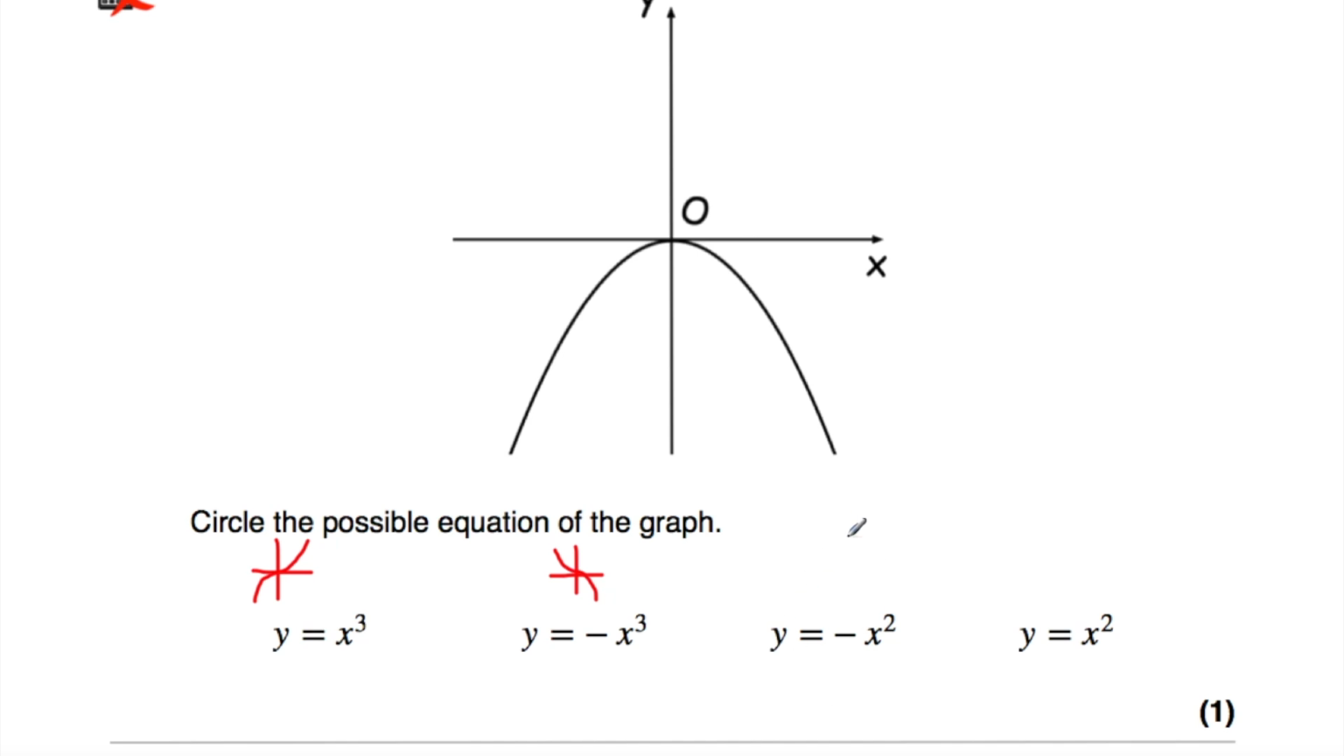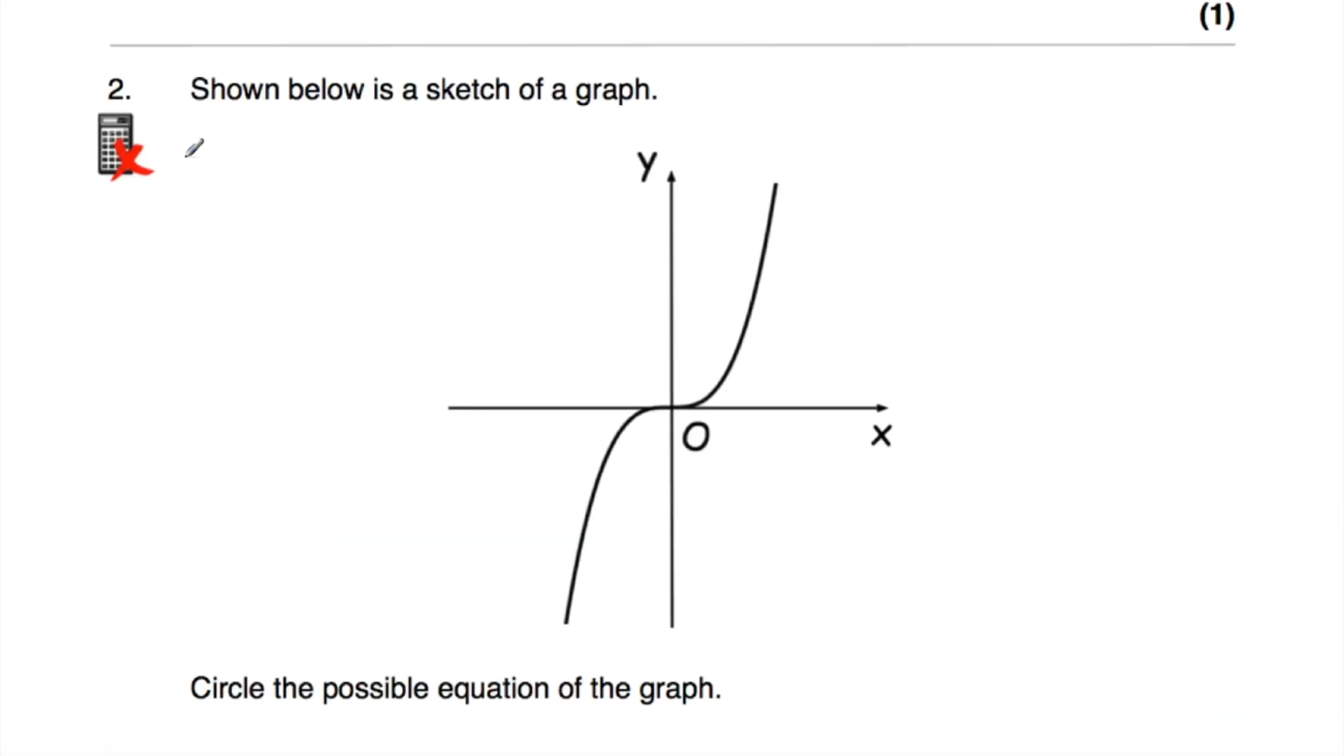Y equals negative x squared, so that's the graph we're looking for, because that is our upside down parabola, our n-shaped parabola, like so. And then here we've got our y equals x squared graph. Well, that would look something like that, and that's not the graph we've been given. So the possible equation of this graph would be y equals negative x squared, and that's it.